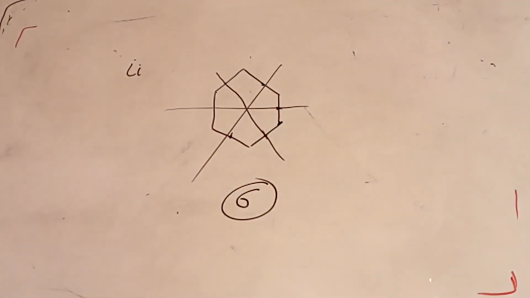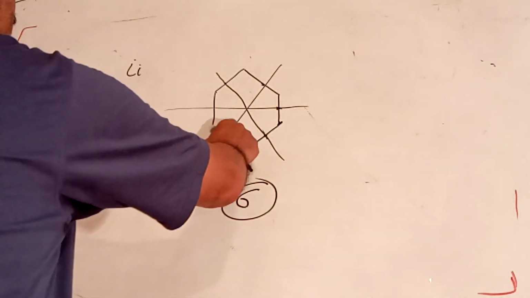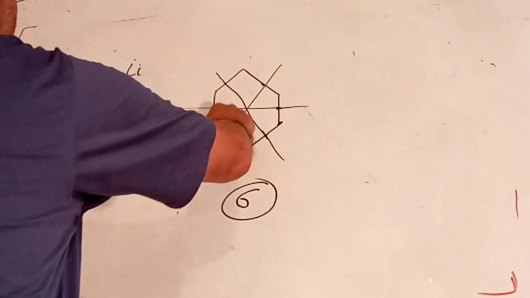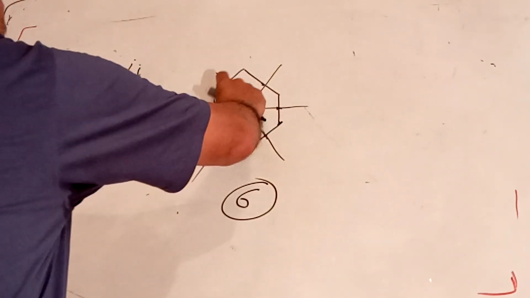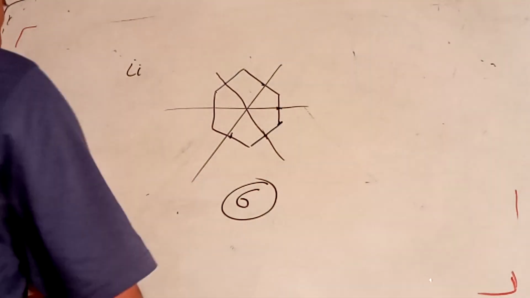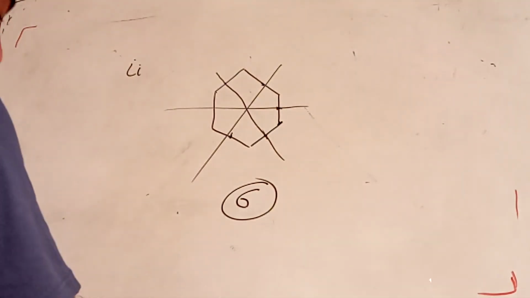6 lines of symmetry, right? This internal, this is 1. This is 2, 3, 4, 5, 6. Each one folds these 2 over each other. So it has 6 lines of symmetry.